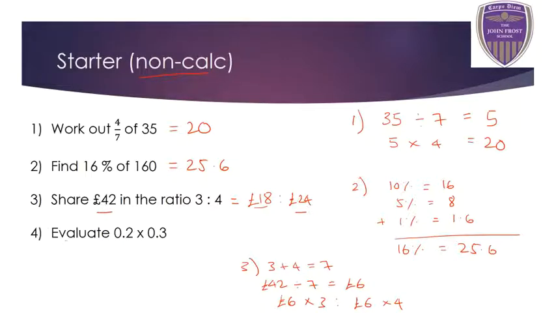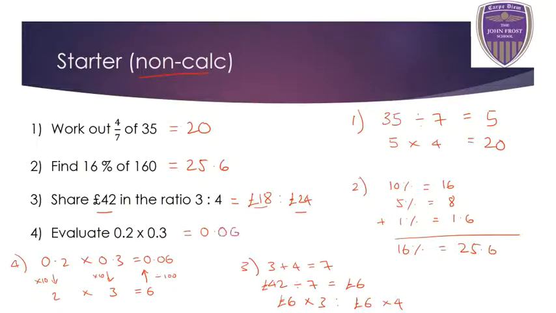And number 4 says evaluate 0.2 times 0.3. Well, we've done lots of different methods for this one before. You can either do the long method, which is change them both into whole numbers by multiplying by 10. That gives you 6, doesn't it? And then because we've multiplied by 10 twice, we'd have to divide by 100 afterwards, so 0.06.